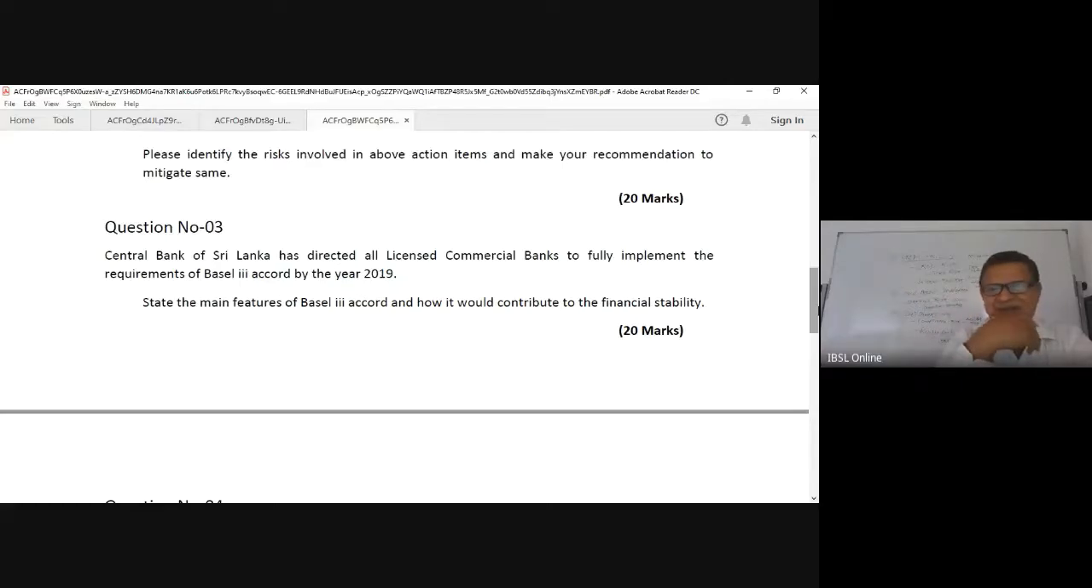Some of the answers I got were not up to the standard in this question. Most of the candidates who tried this question spent a lot of time explaining to me what is Basel 1, what is Basel 2, the three pillars involved in Basel 2, and finally forgot what are the main features of Basel 3.